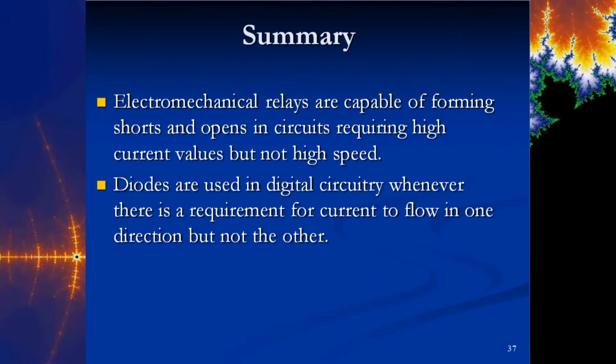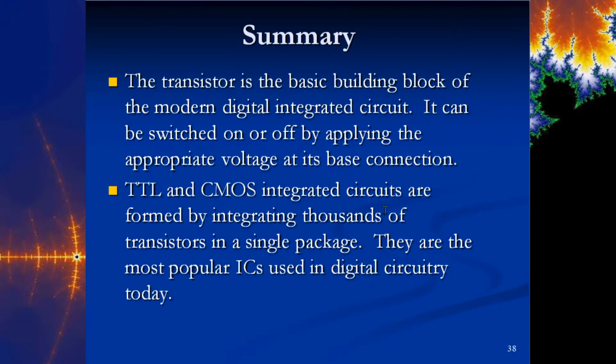They also are used for spike suppression, all kinds of things. Diodes are so useful. And then the transistor is the basic building block of the modern digital integrated circuit, which, as you know, is the IC that I keep talking about. It says it can be switched on or off by applying the appropriate voltage at its base connection. Okay, so we're not going to get into the operation as much, but once it's activated, then it turns on. Okay. TTL and CMOS IC chips are formed by integrating thousands of transistors in a single package. They are the most popular ICs used in digital circuitry today.